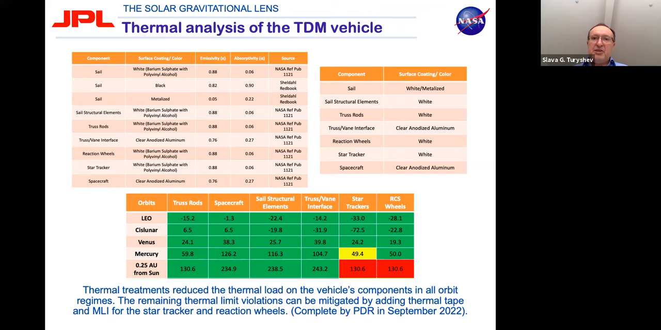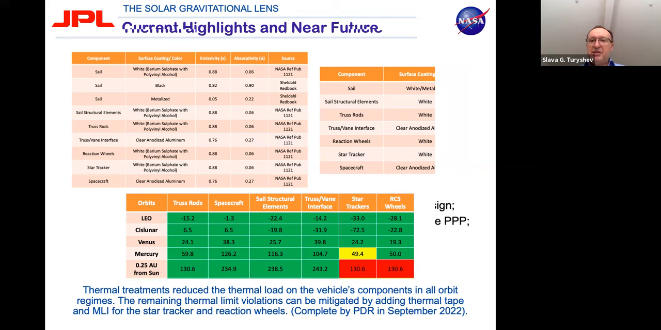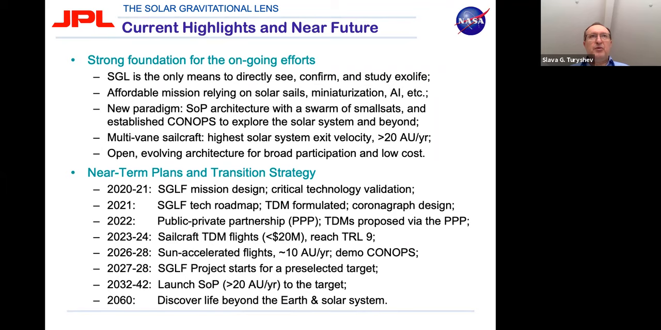Just to summarize, we have a very unique capability to image exoplanets. So let me move on here. So we have a very strong foundation. We have now proven that solar gravitational lens allows for direct imaging of exoplanets. It's challenging, but it's doable.